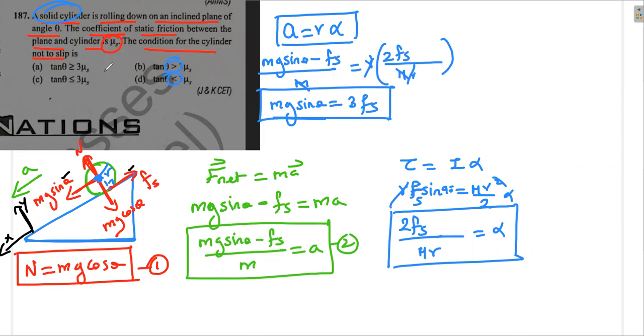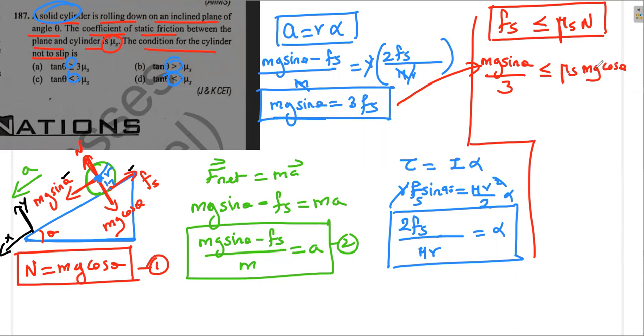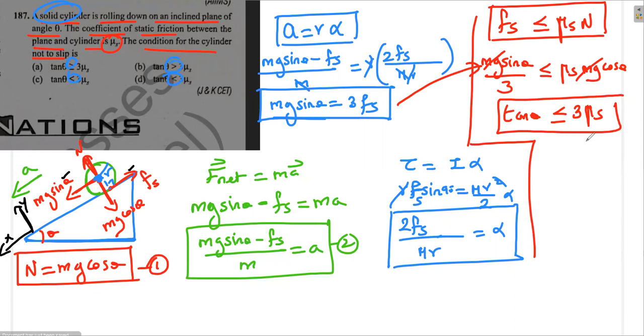Now, whenever you look for these inequalities, you should quickly think that it is the static friction condition. So remember, the static friction force is less than or equal to mu s into N. Whenever you have an inequality in friction problems, you have to go to static friction. I have found Fs: Fs is mg sine theta by 3, which must be less than or equal to mu s N. What is N here? mg cos theta. We lose mg, so rearranging, tan theta is less than or equal to 3 mu s. This is the final answer.